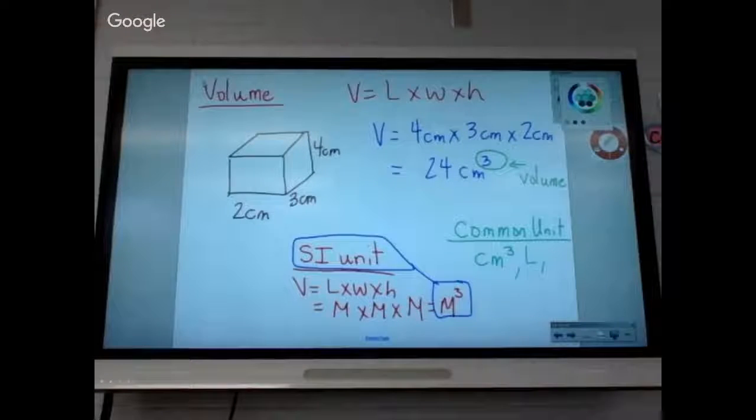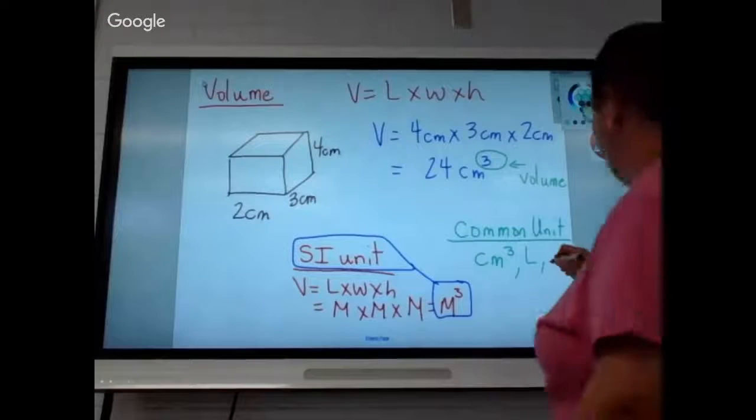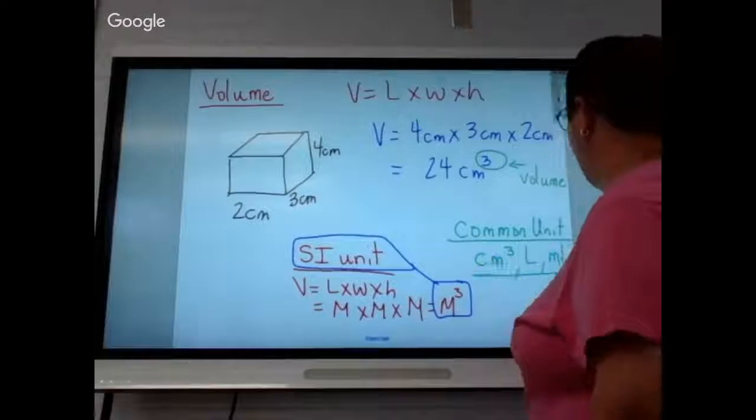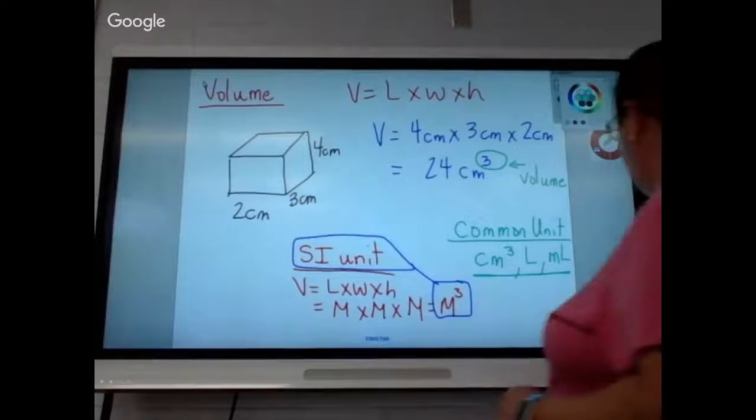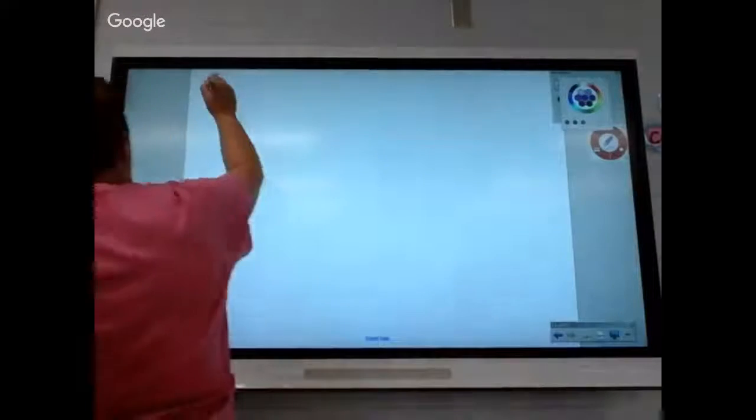Quarts is English. Milliliter. Milliliters. Okay, these are the three that we will use primarily this semester: centimeters cubed, liters, and milliliters. Okay, everybody got it? Now we're going to do some math with those, and then we'll probably be out of time. All right, so we're going to start with the easy conversions first.